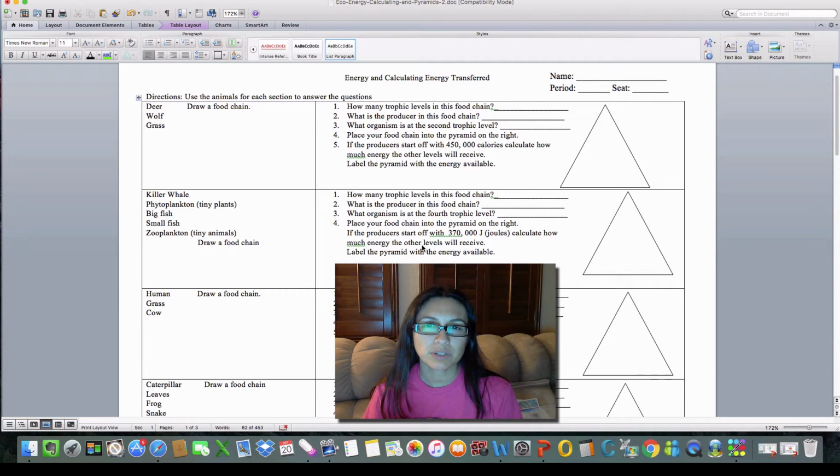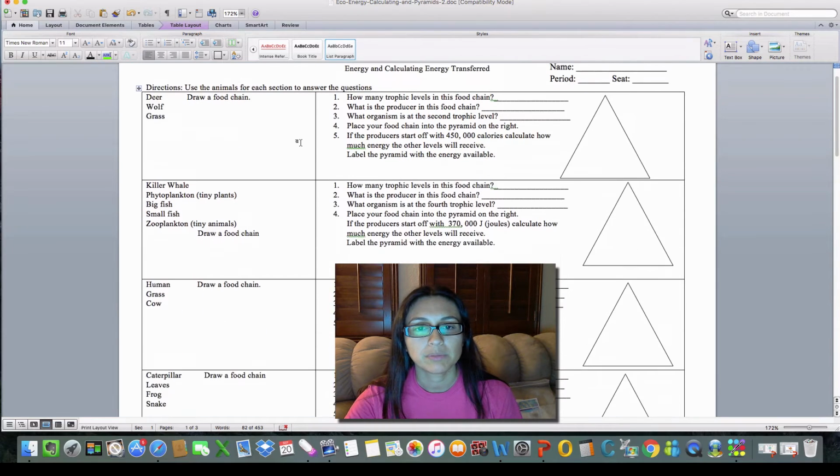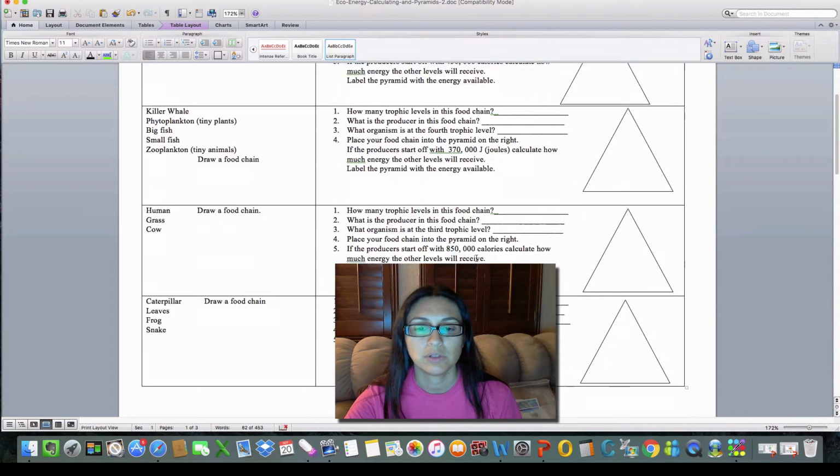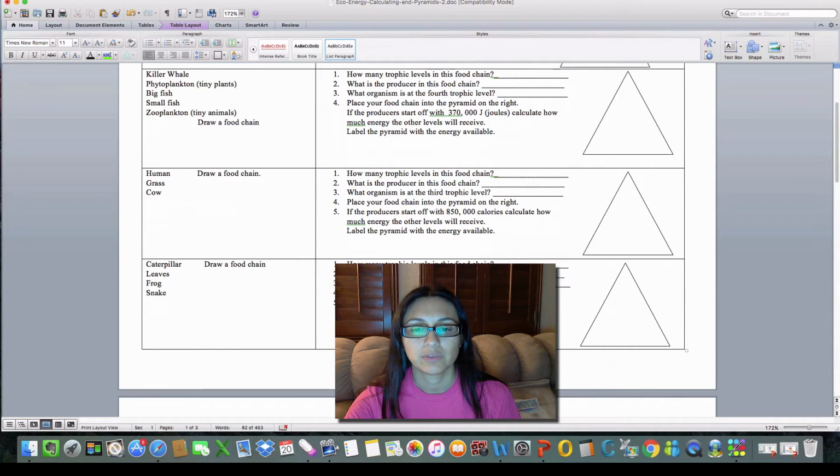Now first I want to show you how to actually use this handout. In order to complete this you need the energy and calculating energy transferred handout. And when you look at the handout here, there's actually four problems that we're looking at. It goes straight across. So this is one problem, here's two, here's three, and here's four.